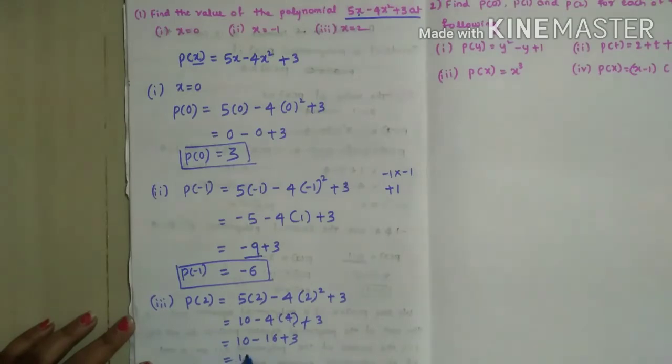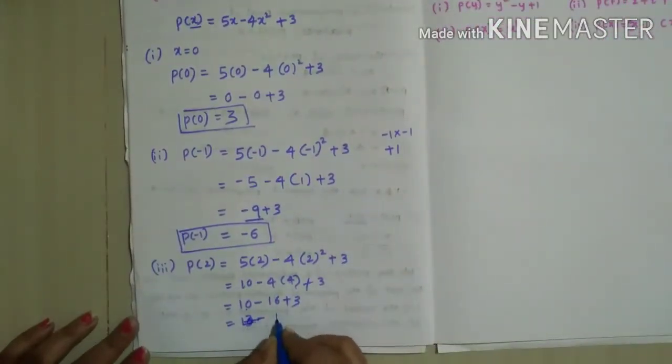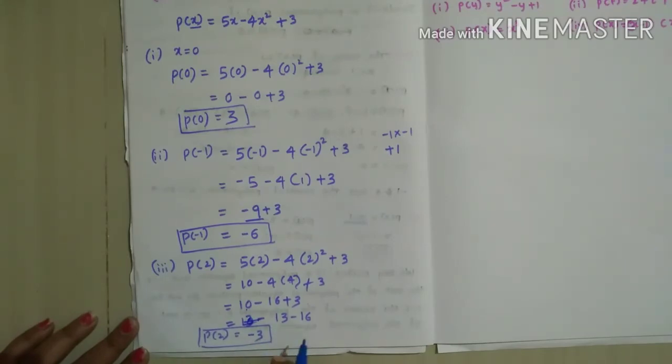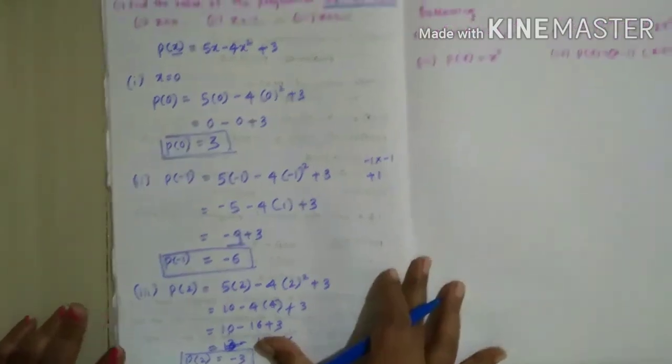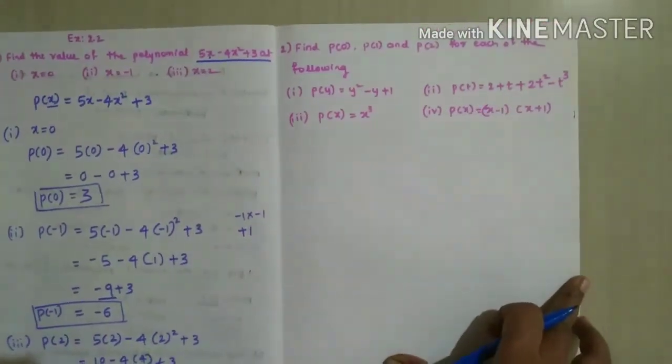Now 10 minus 16 plus 3. This is also having a plus sign. 10 plus 3 is 13 minus 16. So P of 2 will come 13 minus 16, the bigger number is that 16 there, so minus 3 is the answer for this. This is the value of the polynomial. Like this we have to solve these sums.